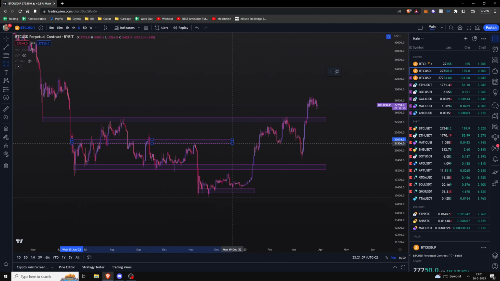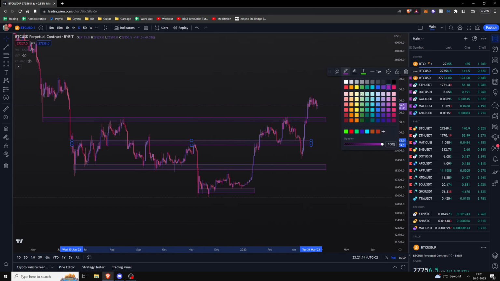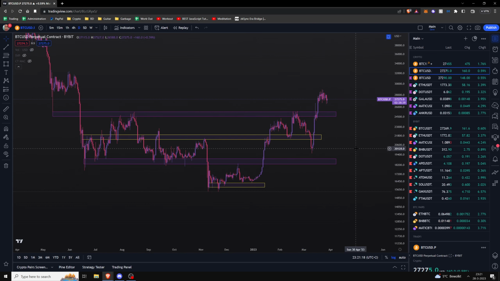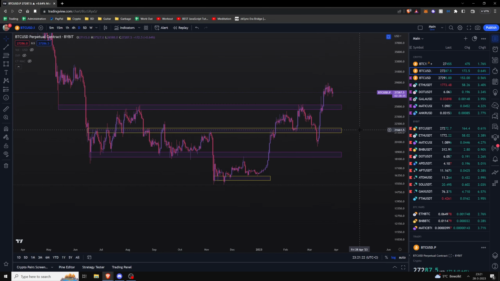Now, that doesn't mean these aren't valid, right? These are still very relevant support levels. But these are what I would call more minor. These are like your tier 2 support levels instead of the number ones, if that makes sense.